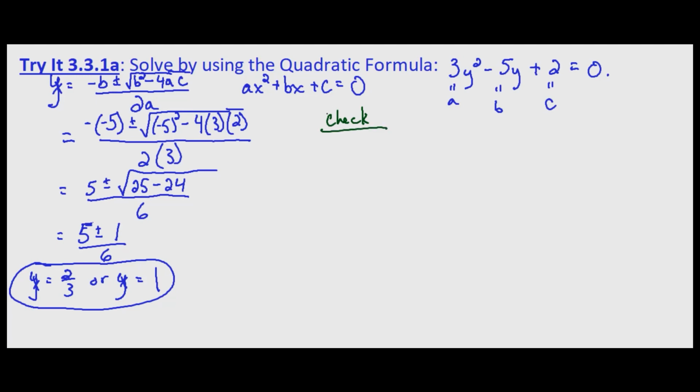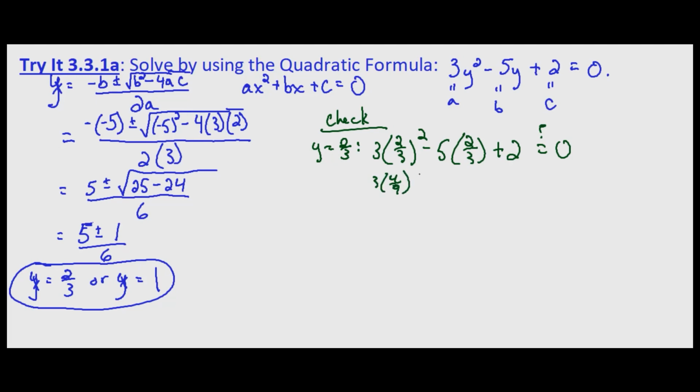So now we check our solution, or our solutions. So let's try y equals 2/3 first. We just substitute that back into the original equation. 3 times 2/3 squared minus 5 times 2/3 plus 2. We want to know, does that equal 0? So 3 times 2/3 squared is 3 times 4/9, minus 5 times 2/3 is 10/3, plus 2. Does that equal 0? 3 times 4/9, that's just going to be 4/3 minus 10/3.